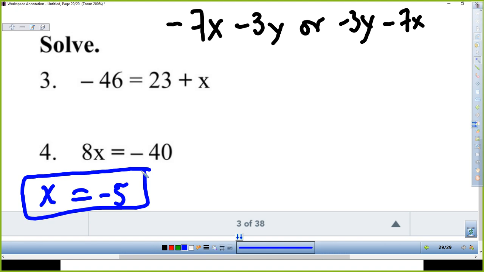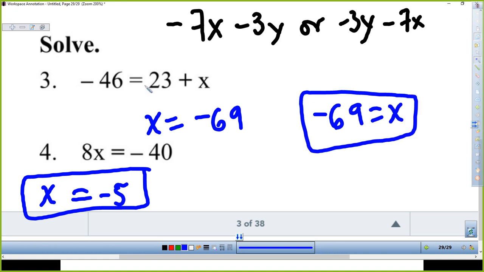Oh, Octavio. Octavio, number 3. I got x equals negative 69. Negative 69. Hands, have you got that? Pretty close. The actual answer was negative 69 equals x, because the x is on the right side and you just took the... Anyways, I'll take both. Alright, so we good with that.